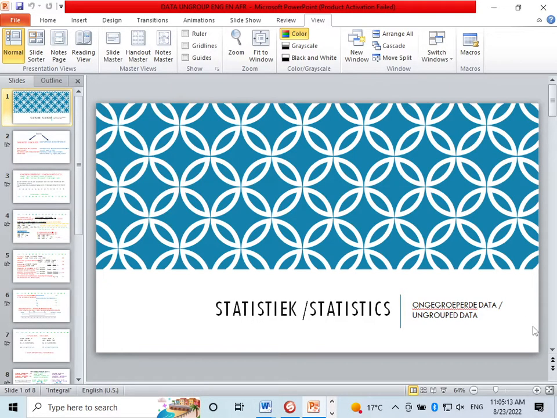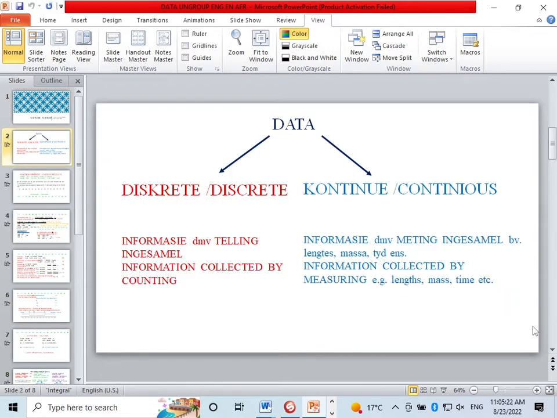All right. We're starting with the PowerPoint. Right, so the first thing we have there is the different types of data that we can get.